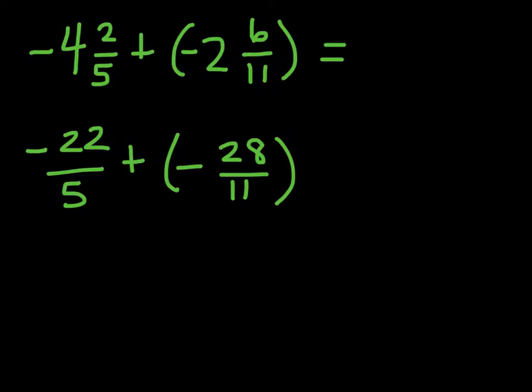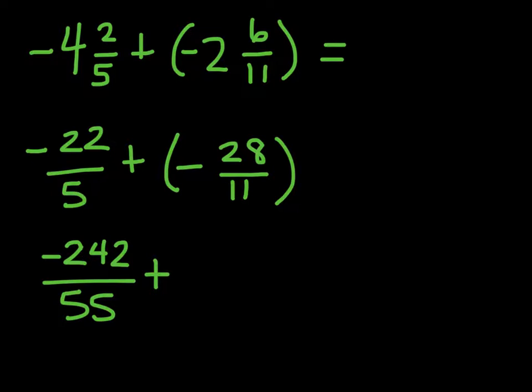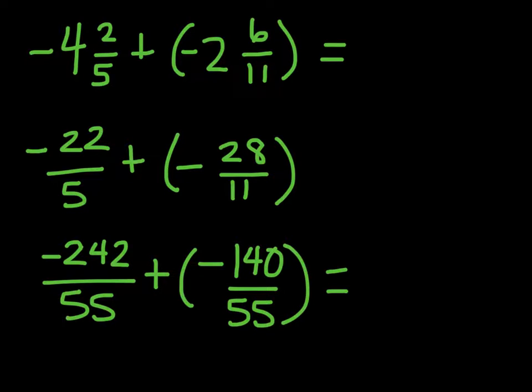Now we need to find a least common denominator for 5 and 11. Unfortunately, I think that's going to be 55, which means we simply have a lot of multiplication to do here. So -22 times 11 will give us -242 over 55. And let's see, -28 times 5 will be -140 over 55. Now we add. -242 minus 140 is -382 over 55.